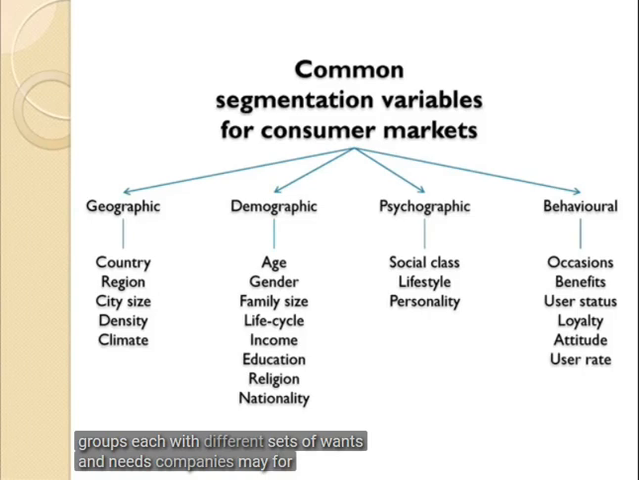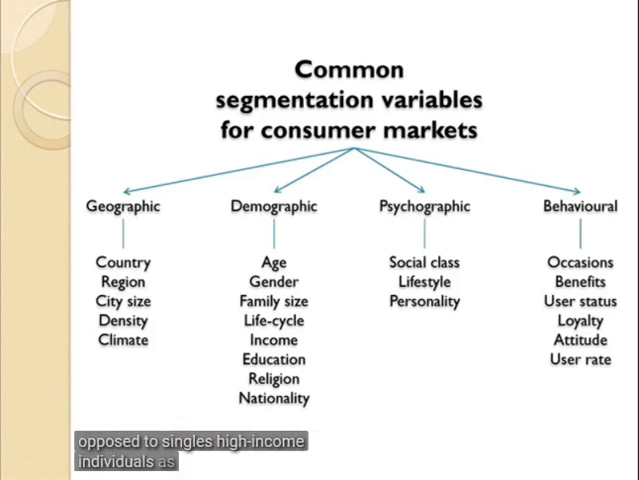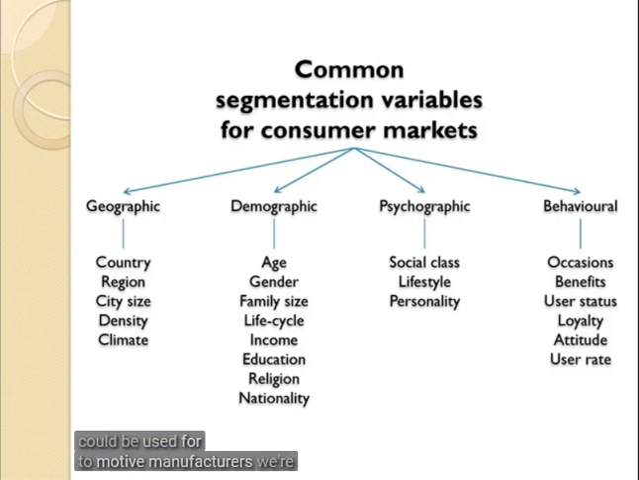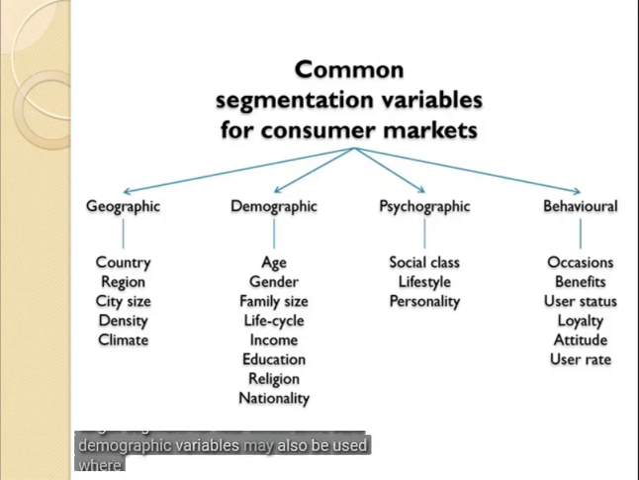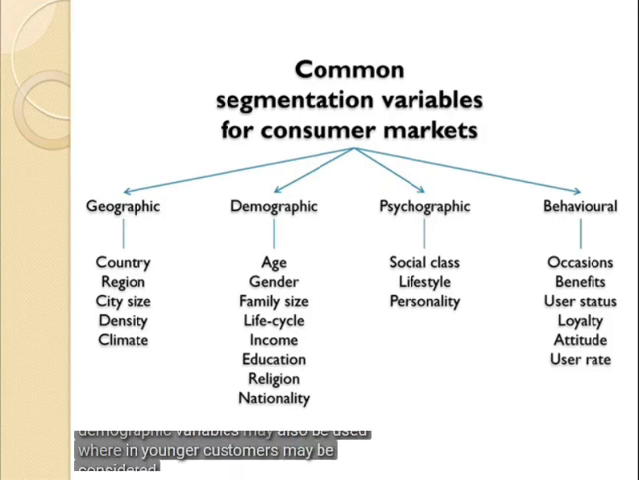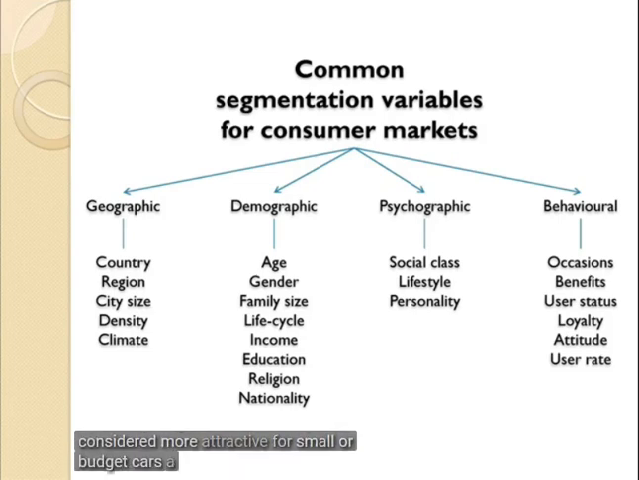Companies may, for example, want to target customers in urban areas as opposed to rural areas, families as opposed to singles, high-income individuals as opposed to low-income. Returning to our example of the automotive industry, geographic variables could be used for automotive manufacturers, where people living in the countryside might be considered as being a more attractive target segment for four-wheel drive cars. Demographic variables may also be used, wherein younger customers may be considered more attractive for small or budget cars.